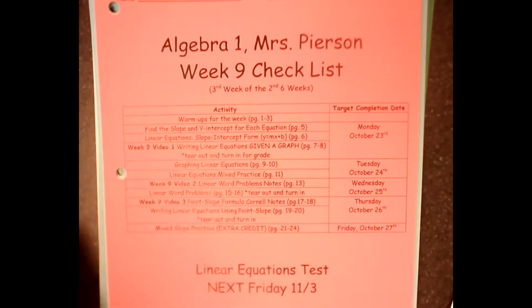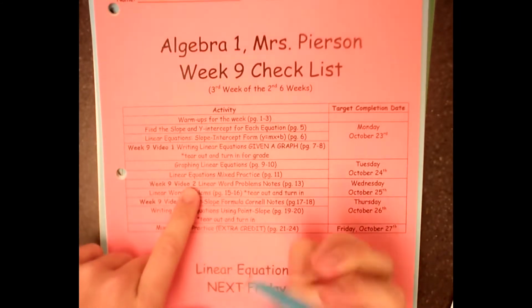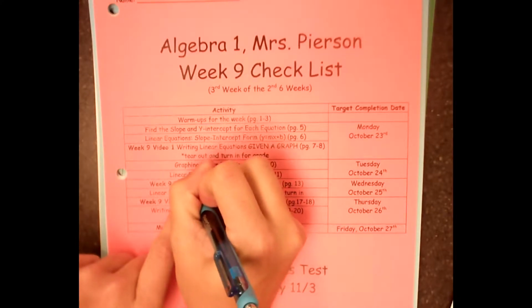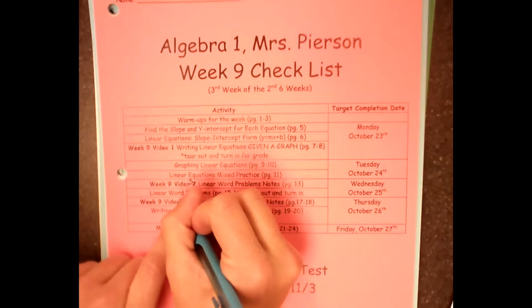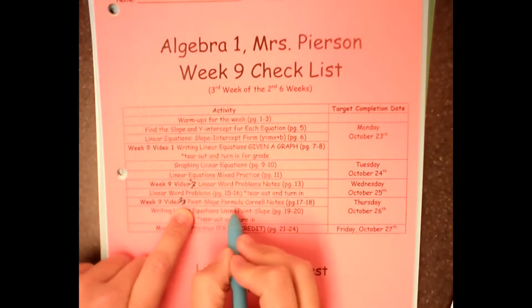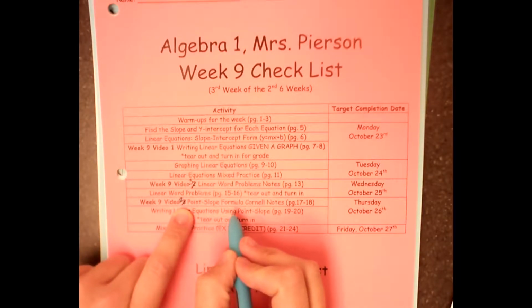In case you missed the announcement during class, I made a small mistake. This video 2 needs to be changed to 3 for the word problems. And then video 3 is going to be 2. So we're going to turn to the point slope formula Cornell notes for the week 9 video 2.